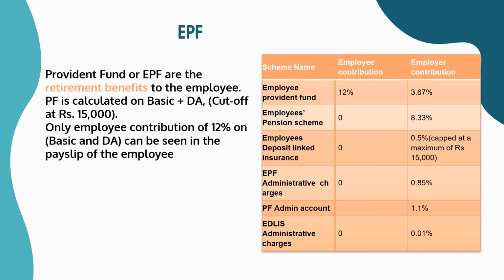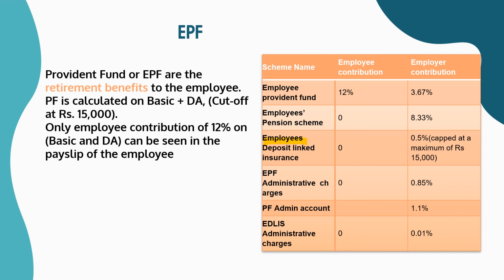Provident Fund or EPF are the retirement benefits to the employee. PF is calculated on basic plus DA, cut off at Rs. 15,000. Only the employee contribution of 12% on basic and DA can be seen in the payslip of the employee. The employer also contributes 12% towards EPF and EPS, up to 1250. EPFO also provides EDLI or insurance while the employee works and contributes towards EPF.